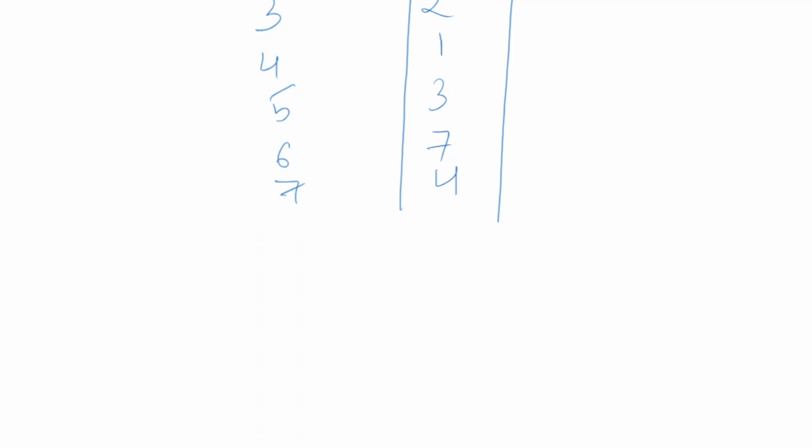In a discrete series, the very first step is to find out the n. The n will be the summation of f. Now find out the summation of f. That you will be getting is 2 plus 1 is 3, 3 plus 3 is 6, 6 plus 4 is 10, 10 and 7 is 17. So the total number n that you have got is 17. This was step number 1.